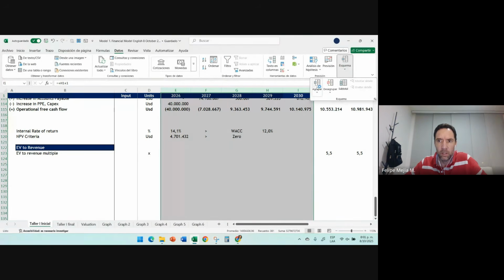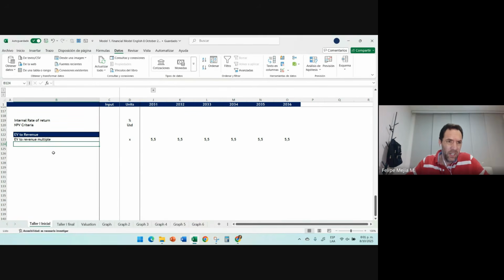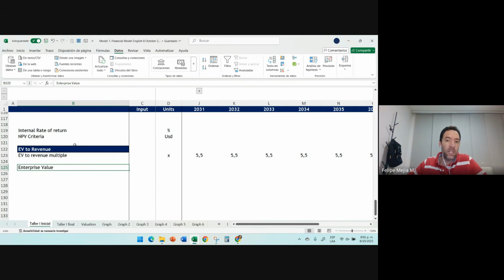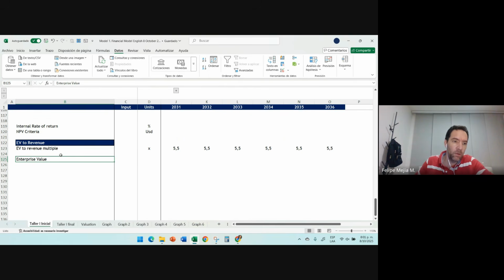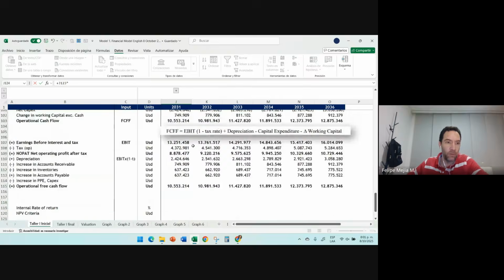I really like this Excel feature of grouping. And then we take the enterprise value. The enterprise value is a concept in valuation, which basically means the asset value or the operations value that belong to the shareholders and the banks. So since revenue belongs to both shareholders and the bank, what we can do here, if we are trying to simulate a valuation, is take 5.5 times the revenue.